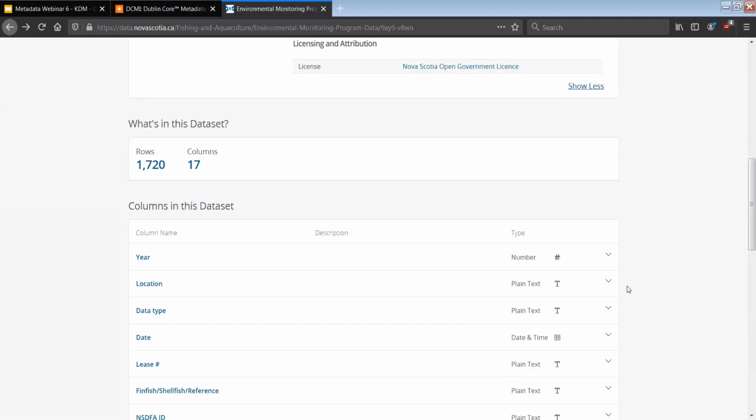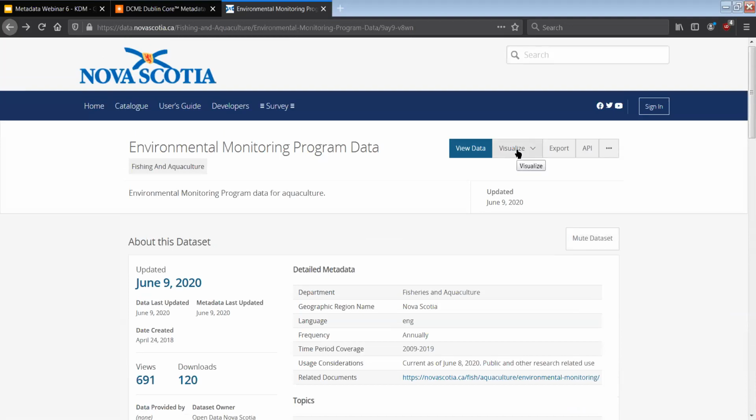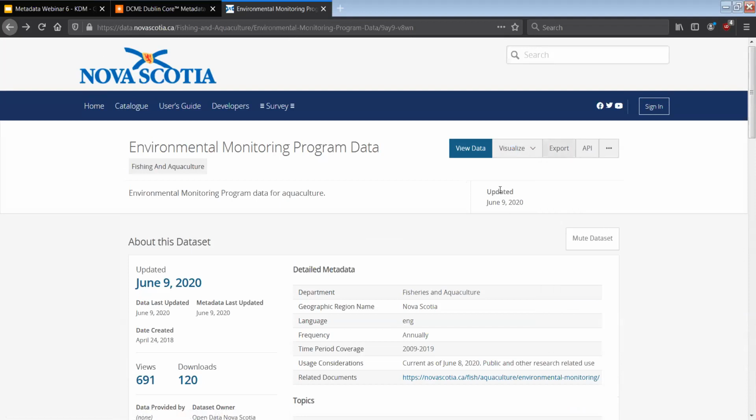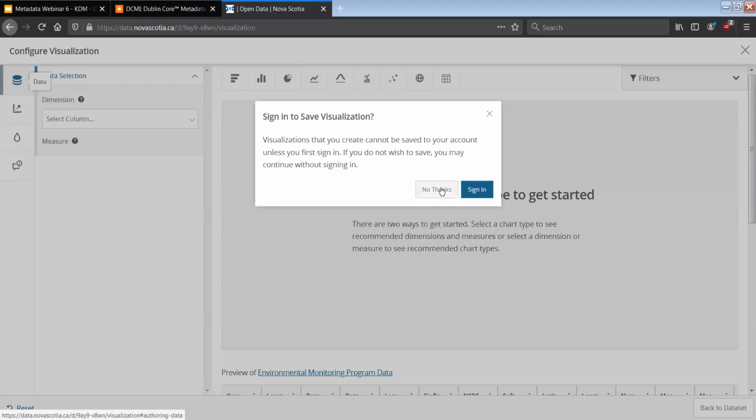And you may find it useful if you use the Visualize button, where you can export it and download it, either as an Excel file or CSV file, and then you can import it into your graphing program of choice. But the Visualize tool is fairly robust. It's good enough, I think, for the examples I'm interested in.